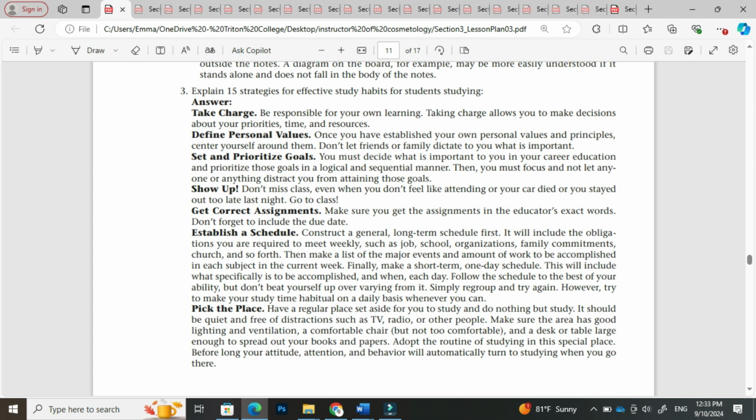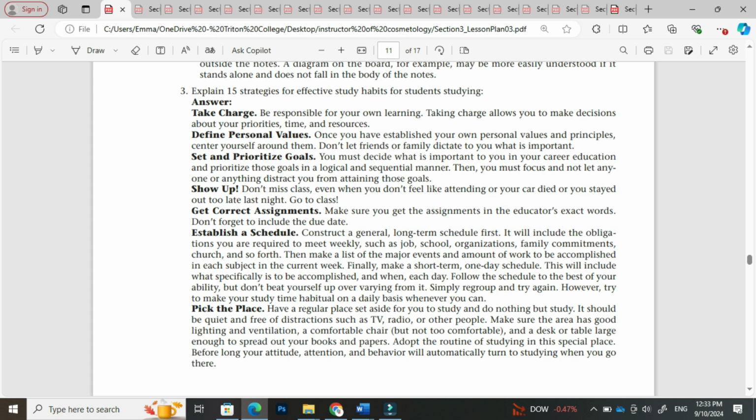Question number 3. Explain 15 strategies for effective study habits for the students studying. Answer. Take charge. Be responsible for your own learning. Taking charge allows you to make the decisions about your priorities, time, and resources.